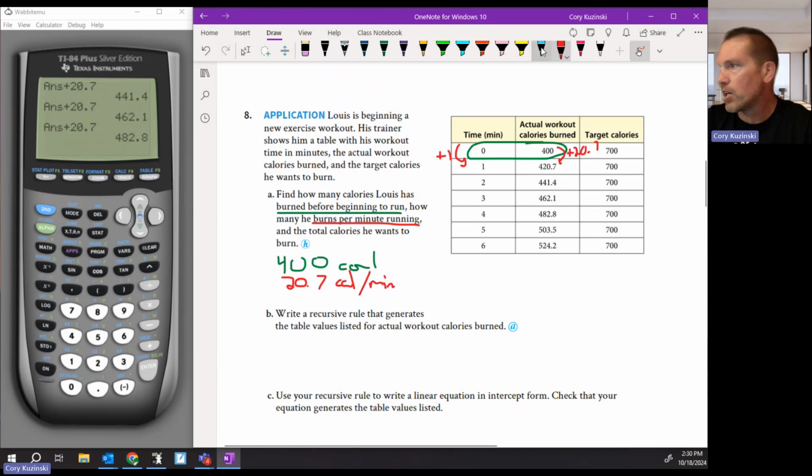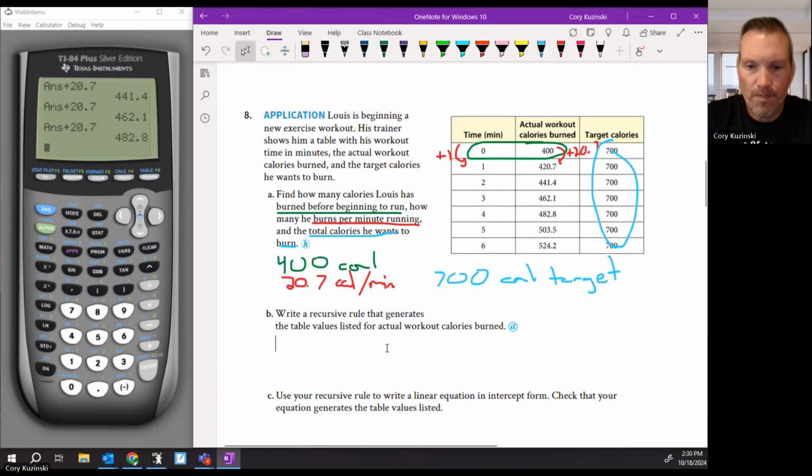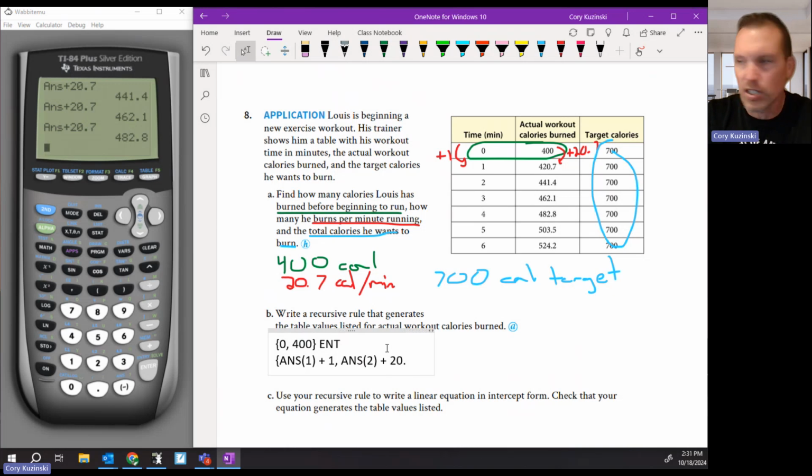And then total calories he wants to burn. That is this 700 right here, right? 700 calorie target. All right, write a recursive rule that generates the table values listed for actual workouts. So for these, okay, I kind of just did that, but let's write out the whole thing. So let's go. Zero, 400, enter, and then answer one. We're going to add a minute, and answer two. We're going to add 20.7 calories burned.